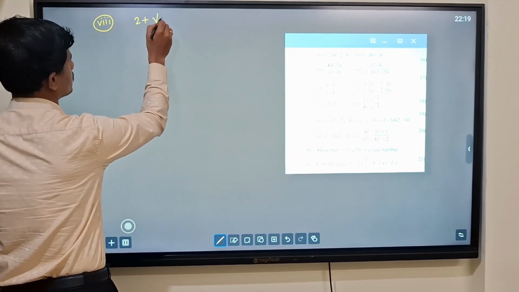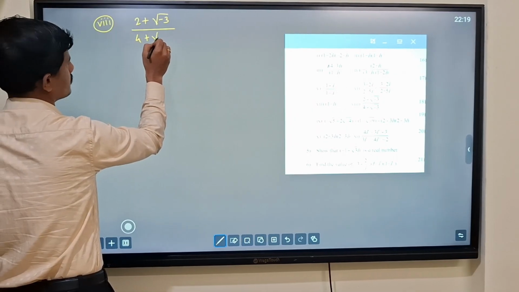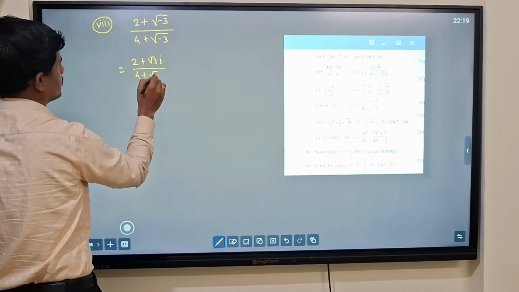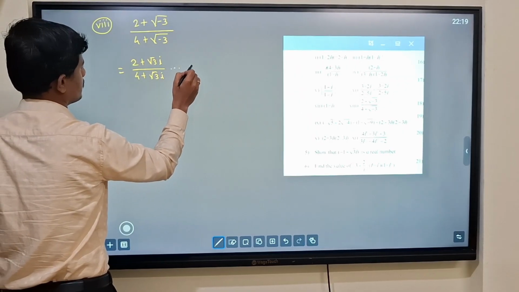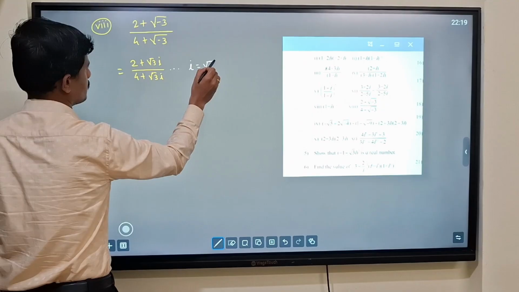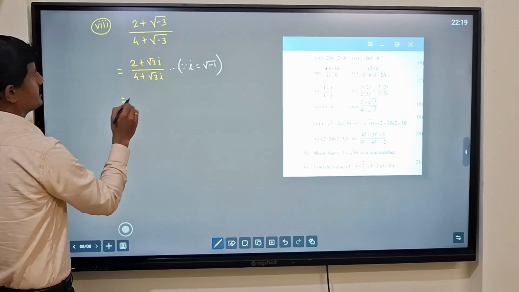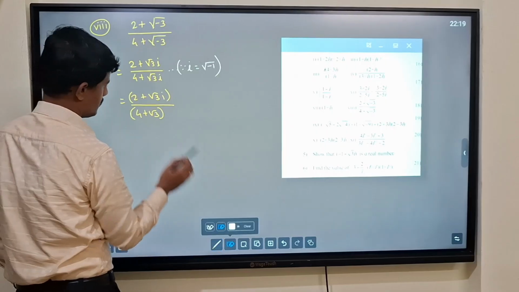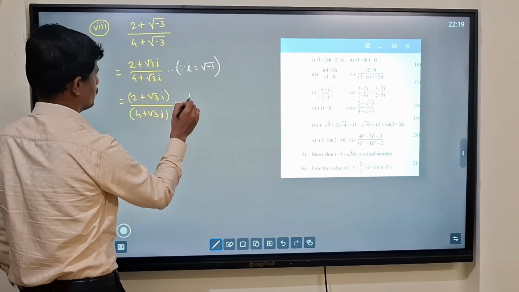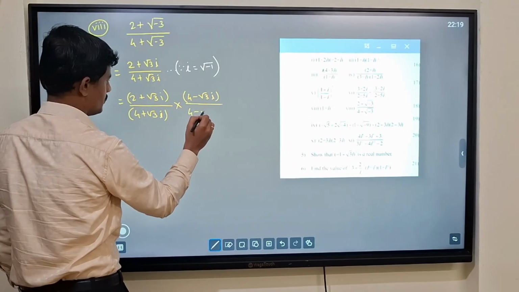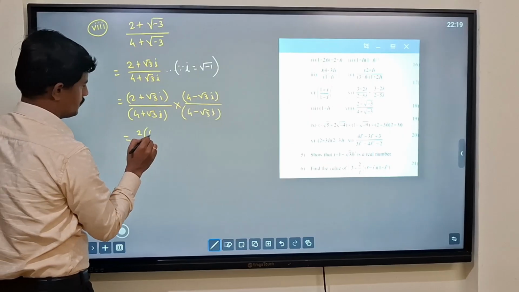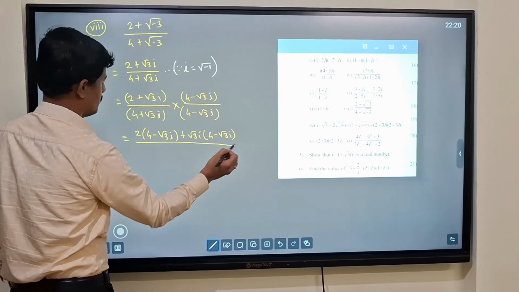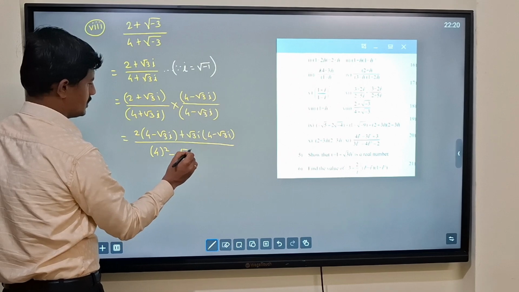2 plus root 3 minus, okay, 4 plus root minus 3. So we can write down as 2 plus root 3 i upon 4 plus root 3 i. Reason: i is equal to root of minus 1. Okay, so again rationalize it. (2 plus root 3 i) upon (4 plus root 3 i) into (4 minus root 3 i) upon (4 minus root 3 i). 2 into (4 minus root 3 i) plus root 3 i into (4 minus root 3 i) upon 4 square minus (root 3 i) whole square.